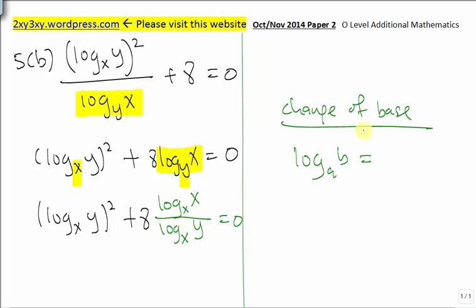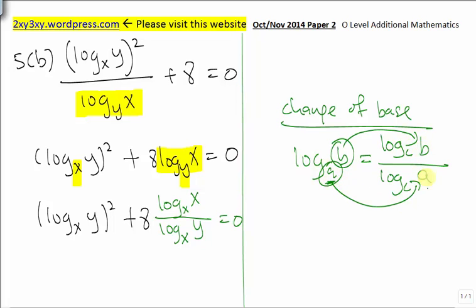I would like to share how I remember the change of base formula. For example, if I want to change this base a to c, I'll write the base that I want first, log base c, then I'll take this alphabet and put it in this position, and take this alphabet and put it in this position. So for example, I want to change log base 2 of 3 to log base 10. I'll write log base 10 of 3 over log base 10 of 2.